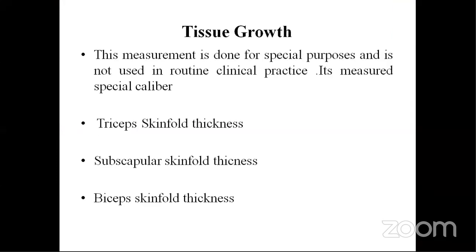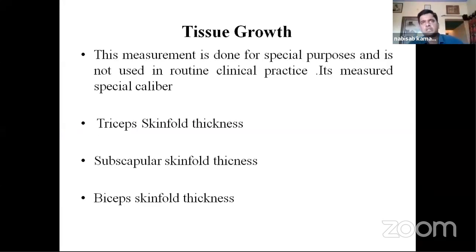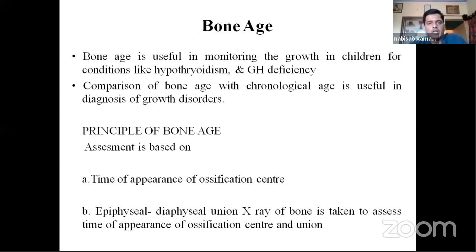Next is assessment of growth and development with tissue growth. This measurement is to be done only for special purposes. It is not used in routine clinical practice. It is measured with a special caliper. The commonly measured tissue growth values are triceps skin fold thickness, subscapular skin fold thickness, and biceps skin fold thickness.